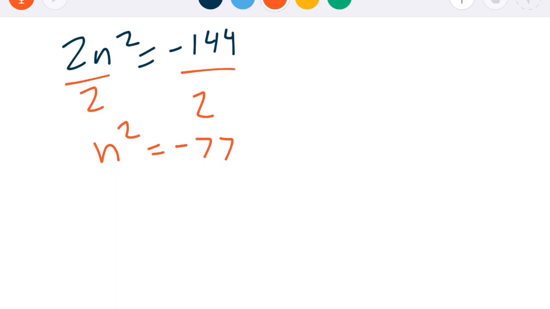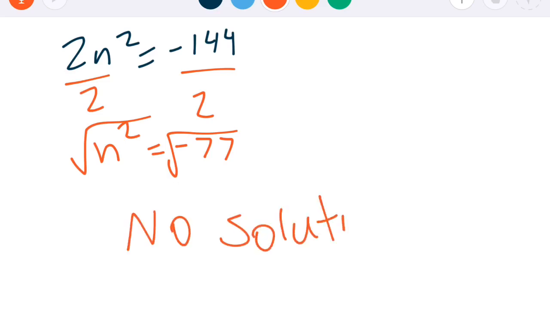Now, if you notice, we have a negative number there. So when we are taking the square roots, we cannot take the square root of a negative number. So this answer is going to be no solution. We can't take the square root of a negative number. If you were to do that on a calculator, it would give you an error message. So anytime that happens, we are going to have no solution.